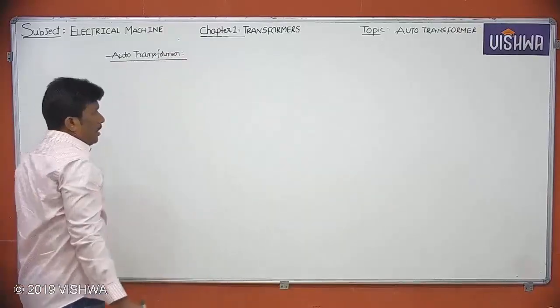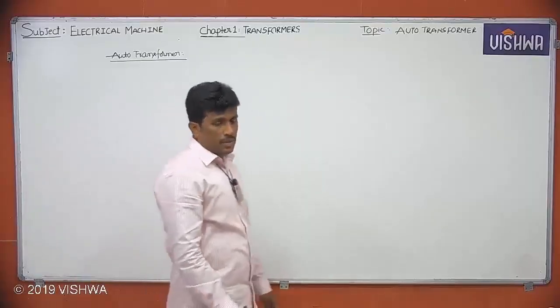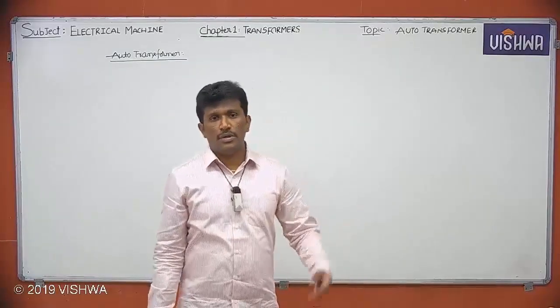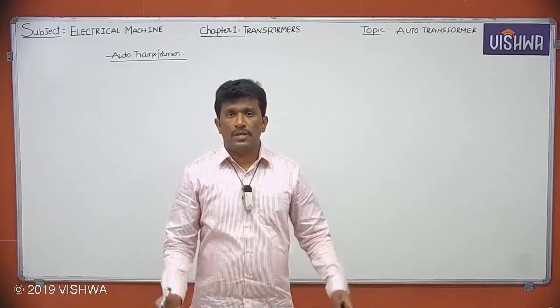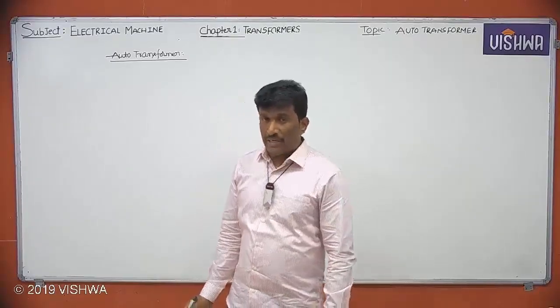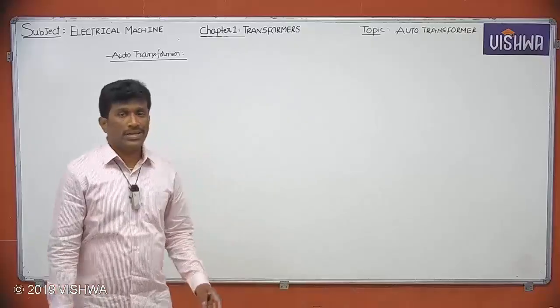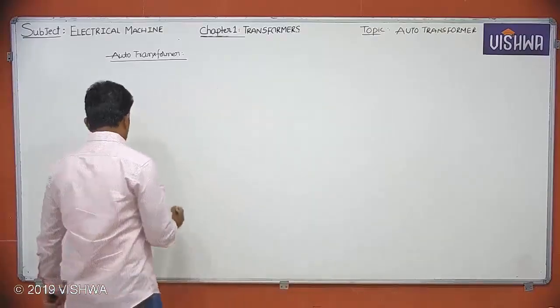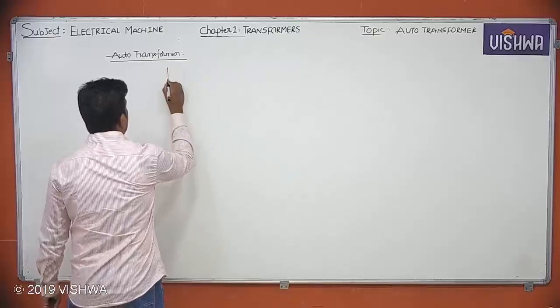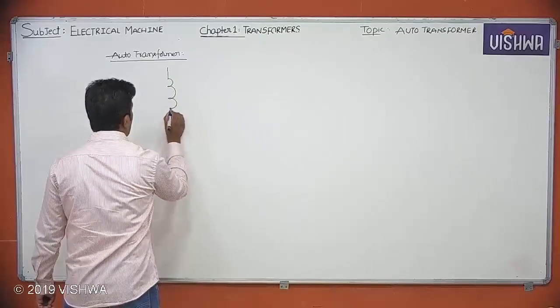We have already seen the two-winding transformer. In a two-winding transformer, we have two windings. They are electrically isolated, but they are magnetically coupled with each other. Power transfers by using only the induction principle. In an auto transformer, we have only one winding.